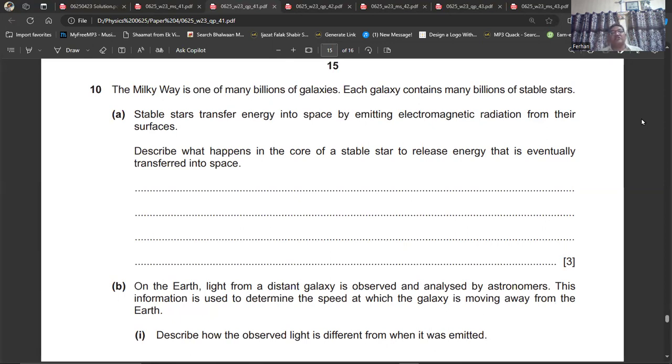In the core of the stable star, we have hydrogen nuclei, or we can say hydrogen atoms. And what happens? They come close to each other. When two hydrogen atoms come close to each other, their nuclei fuse into each other and make a helium nucleus, or you can say helium atoms. This process is called nuclear fusion, and due to this process, an enormous amount of energy is given out.